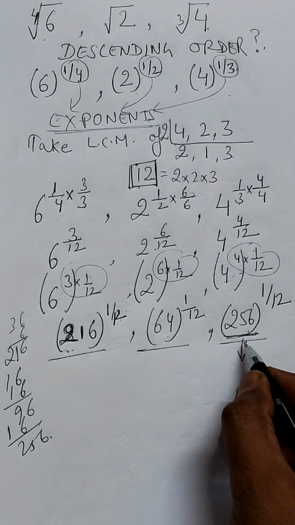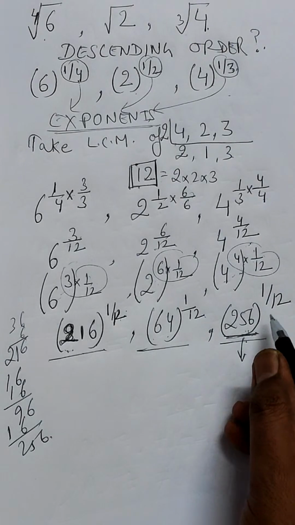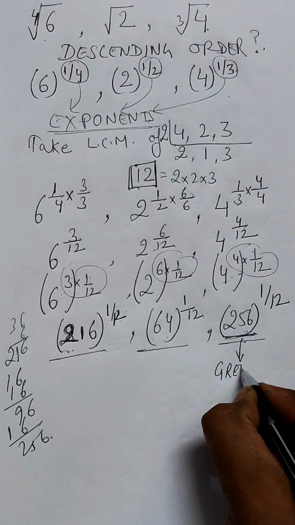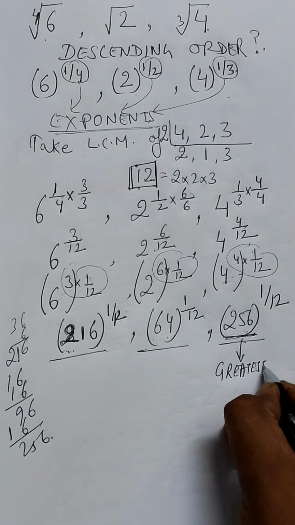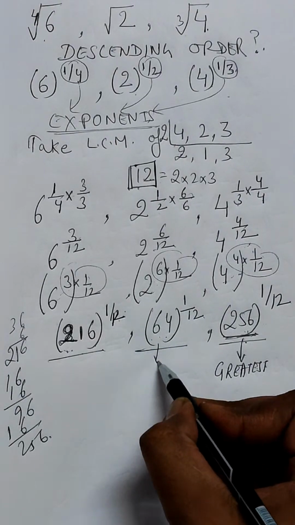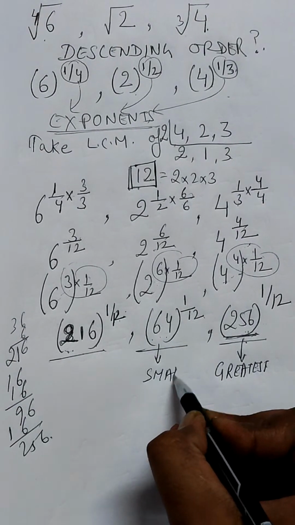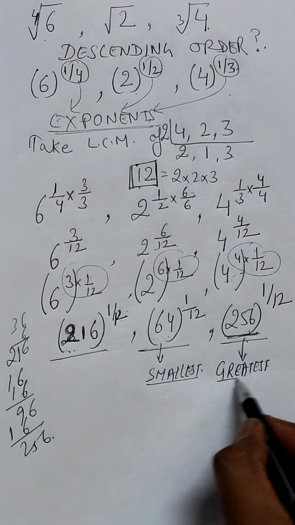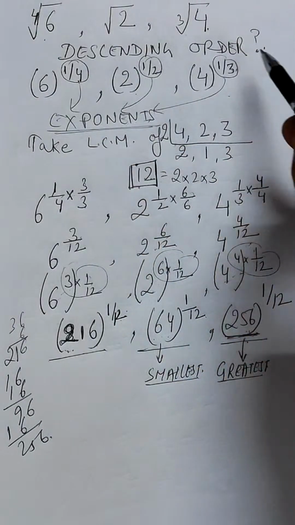This one is the greatest number. That means 256 power 1 by 12 is the greatest, right? And which one is the smallest? You can see 64 is the smallest, right? Now, are you able to arrange it into descending order?